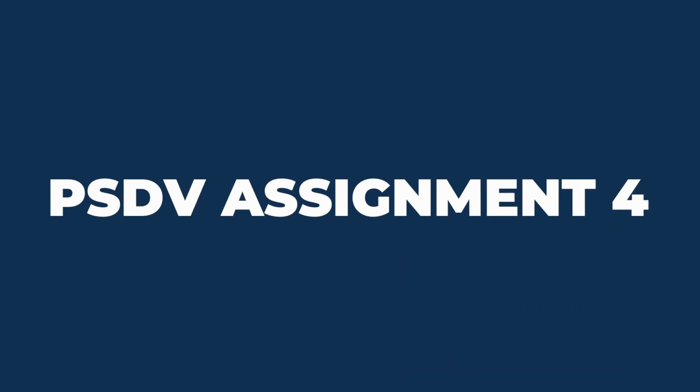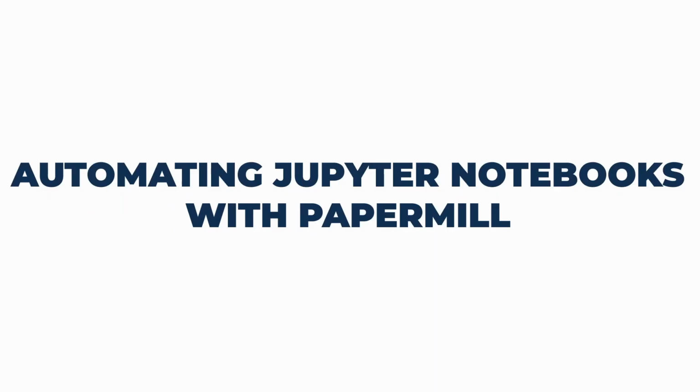Hey everyone, today we are talking about an amazing tool called Papermill. If you use Jupyter Notebooks and want to automate and parameterize them, then this is for you. Papermill lets you run notebooks with different inputs without copying and pasting code. It's perfect for things like automating reports, running experiments, or chaining workflows.